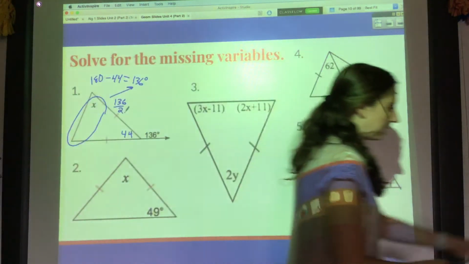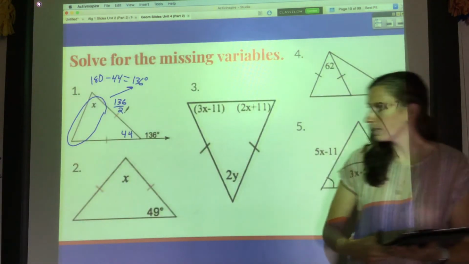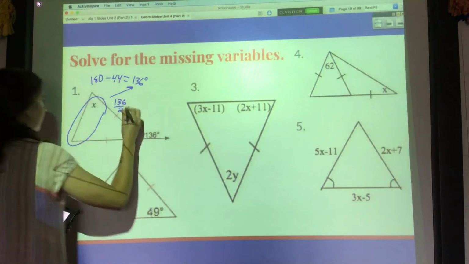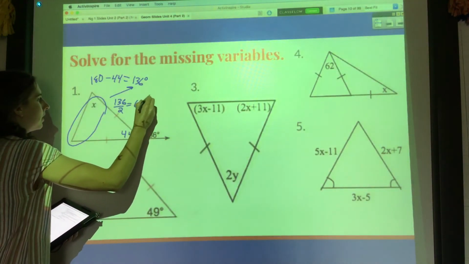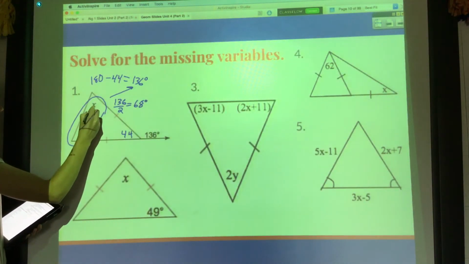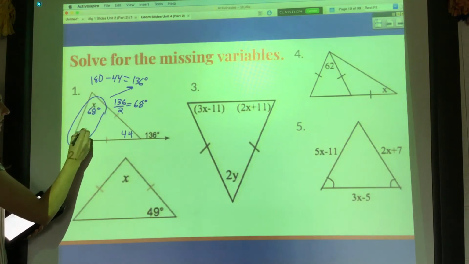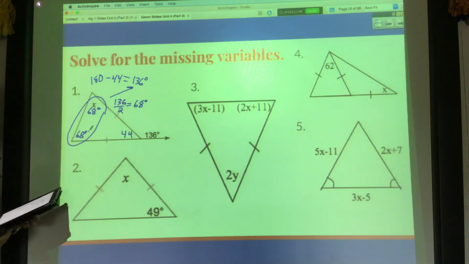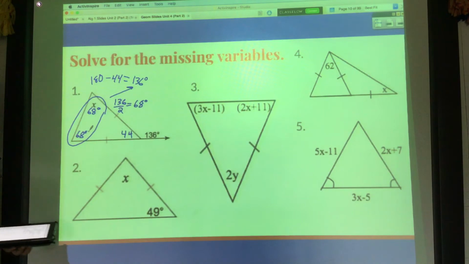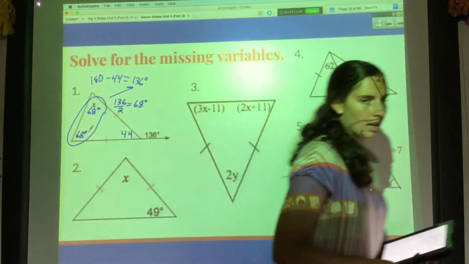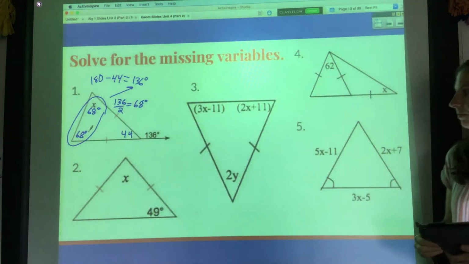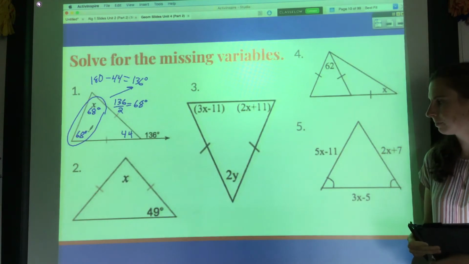So if I want to split up the 136 evenly between the two, I'll just divide 136 in half, and that would be 68. So both this angle is 68 degrees and this angle is 68 degrees. They're congruent. Again, go ahead and pause the video and then try some of these on your own.